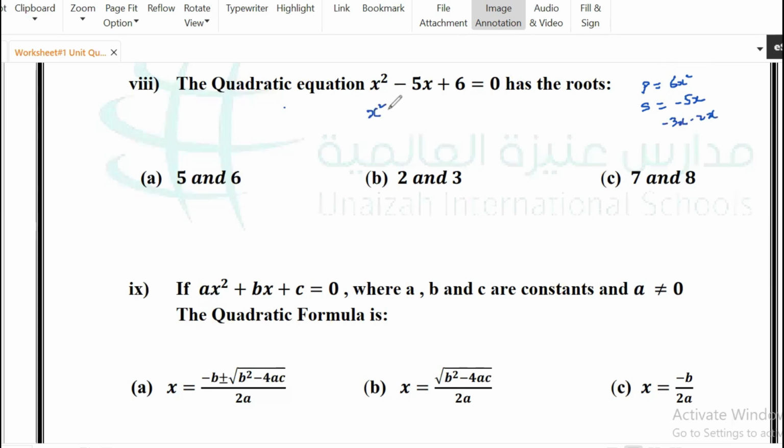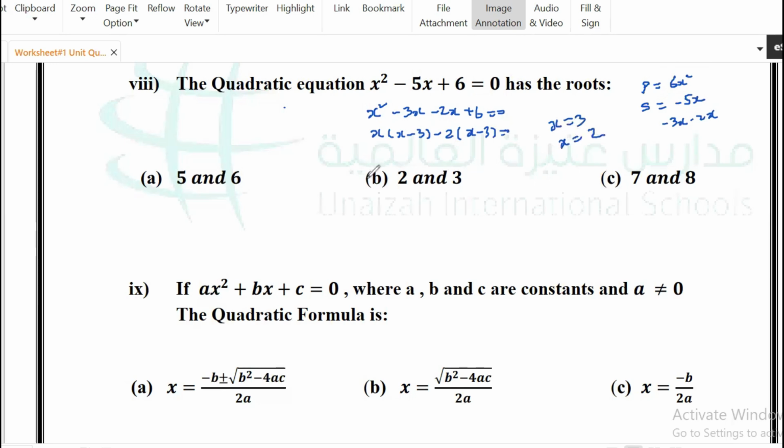So here we have x squared minus 3x minus 2x plus 6 equals 0. So x is common, (x minus 3) minus 2 common, so (x minus 3)(x minus 2) equals 0. It means we have x is equal to 3 and x is equal to 2.